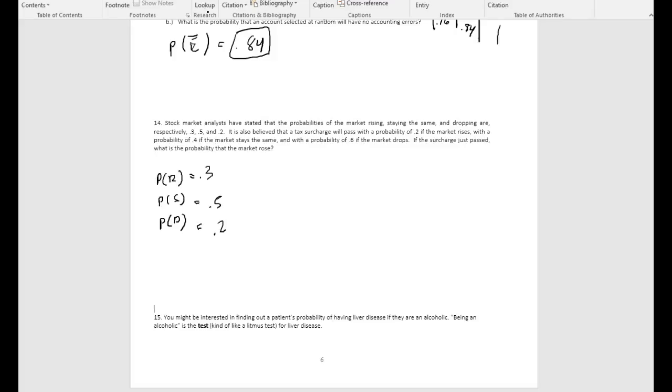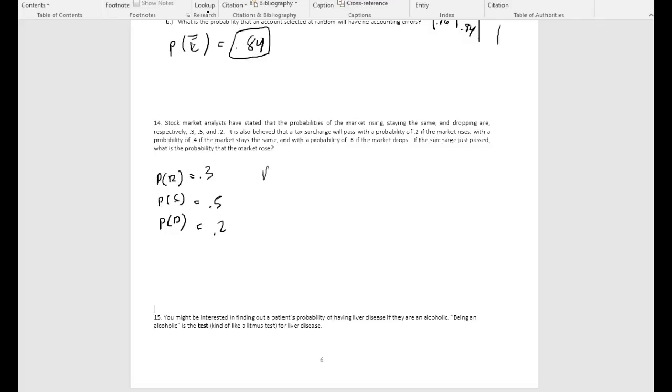It is also believed that a tax surcharge will pass. So a tax will pass with a probability of 0.2 if the market rises, probability of 0.4 if the market stays the same, and with a probability of 0.6 if the market drops. Okay, so if is a word that is going to be synonymous with given a lot of the time, right? So if we were to read this and just throw in given, okay, so it is also believed that a tax surcharge will pass with a probability of 0.2 given that the market rises.